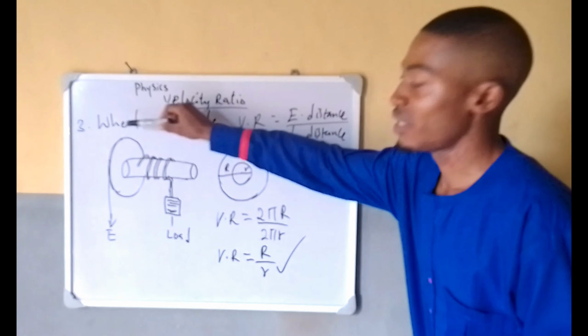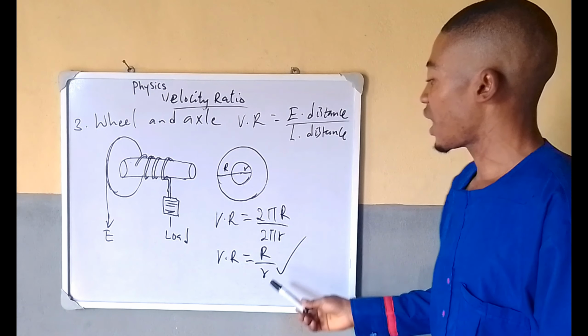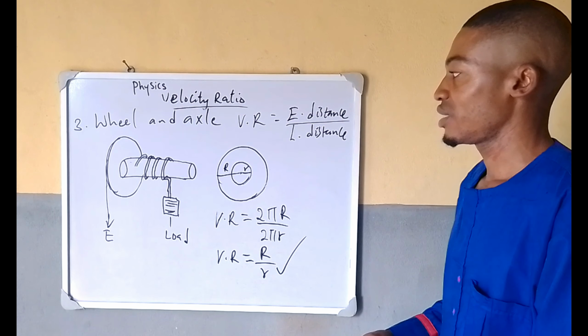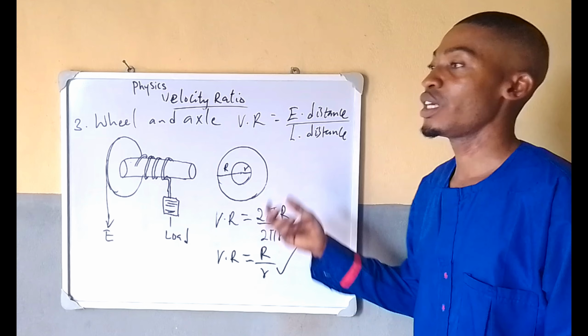The big circle, which is the wheel, and the small r is the radius of the small circle, which is the axle. So the next one now, we'll go over to the fourth one, which is the wedge.